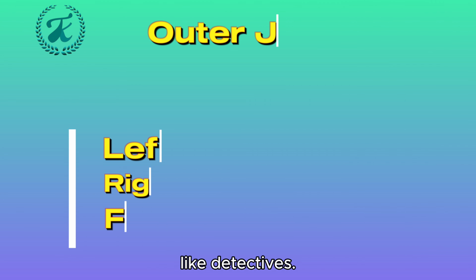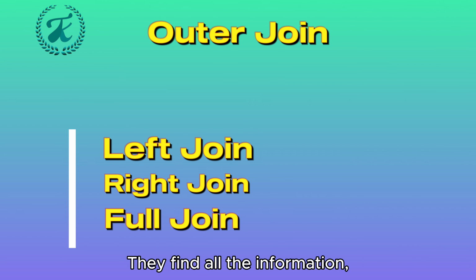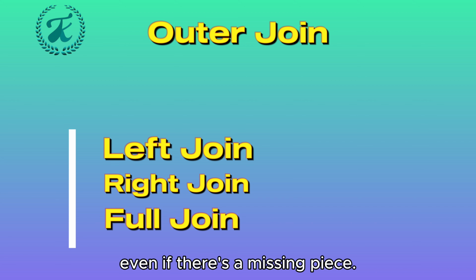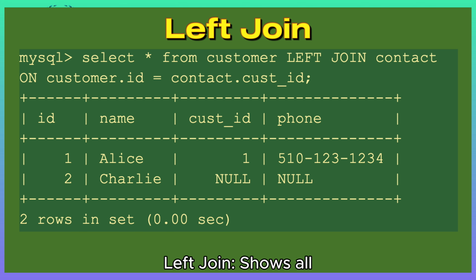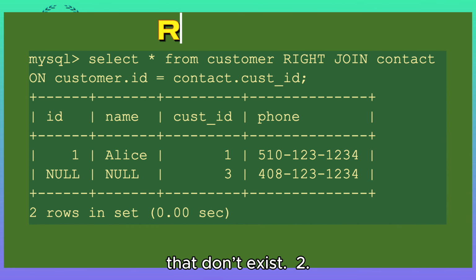Outer joins. These are like detectives. They find all the information, even if there's a missing piece. There are three main types of outer joins. 1. Left join. Shows all customers, even if they don't have contacts. It fills in with empty information for contacts that don't exist.